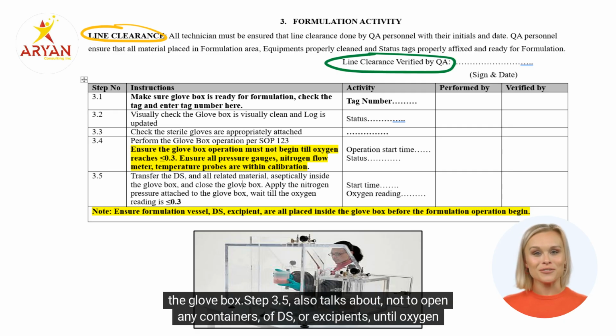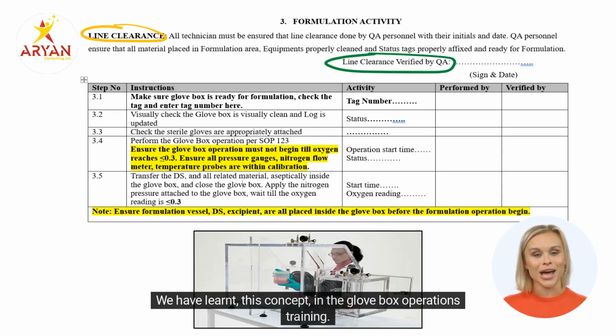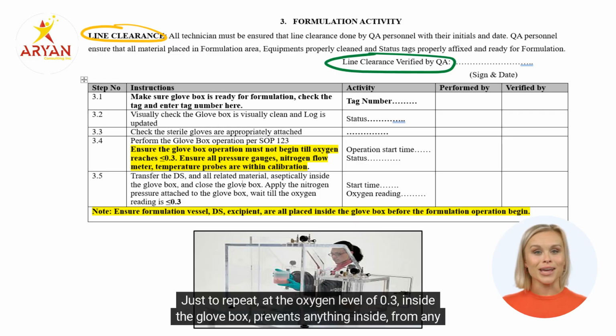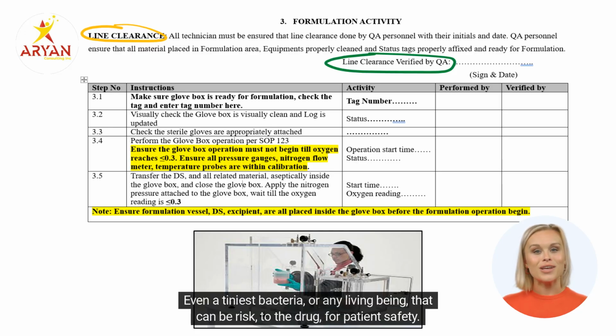Step 3.5 also talks about not opening any containers of DS or excipients until the oxygen level reaches 0.3 or less. We have learned this concept in the glove box operations training. Just to repeat, an oxygen level of 0.3 inside the glove box prevents anything inside from any microorganism contamination, since nothing can survive at this low level of oxygen. Even the tiniest bacteria or any living being can be a risk to the drug for patient safety.